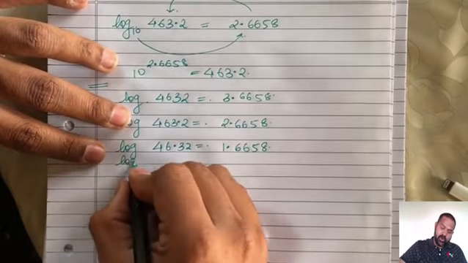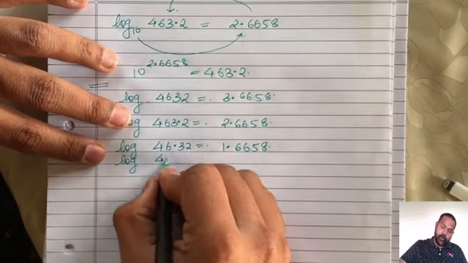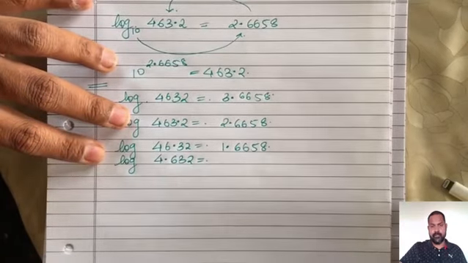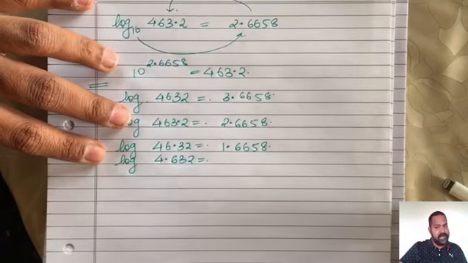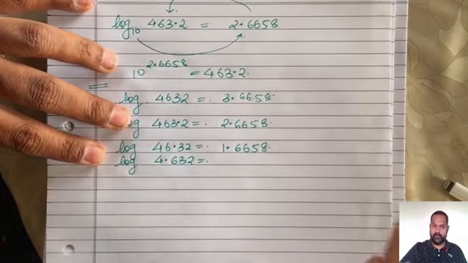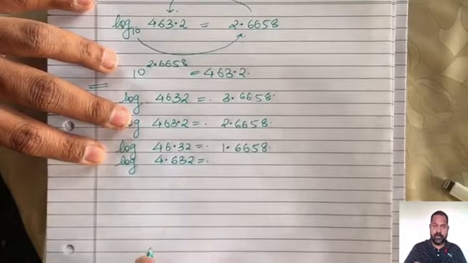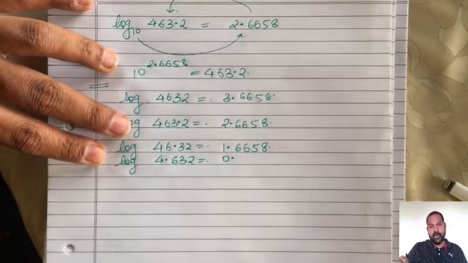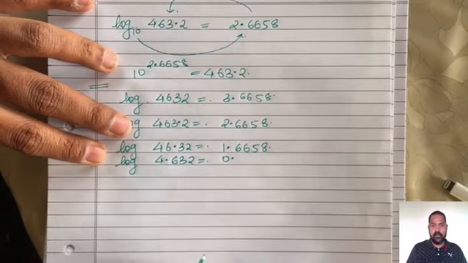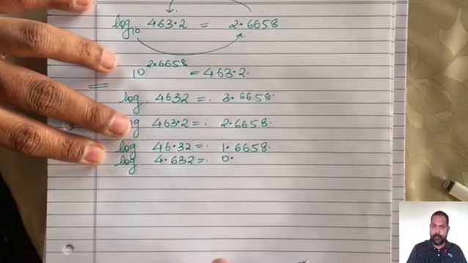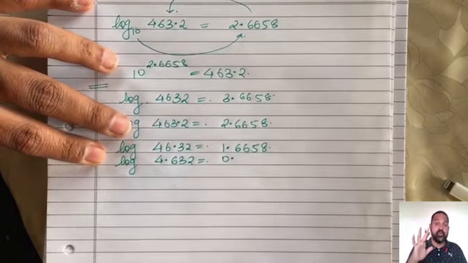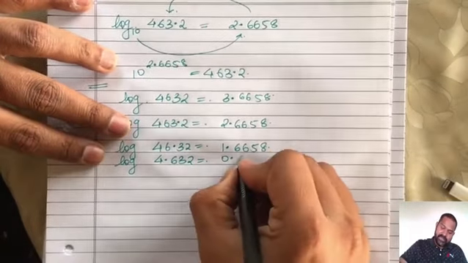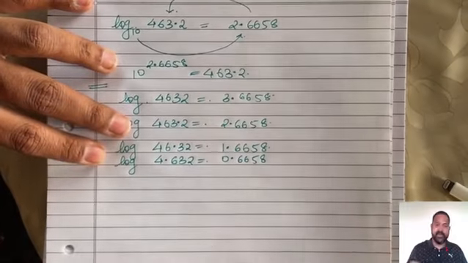What if I ask you the log of 4.632? How many places before the decimal? 1. There's 1 place before the decimal. Minus 1 is 0. Point. Can I say without the decimal the number still remains the same? Then is it fair to say that the mantissa will still remain the same? And the mantissa will be 6658.